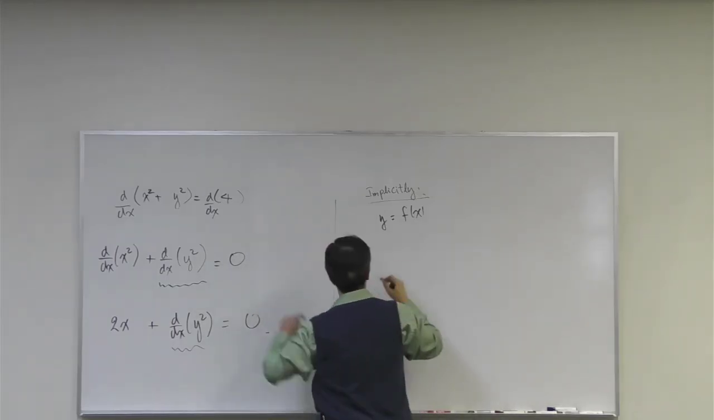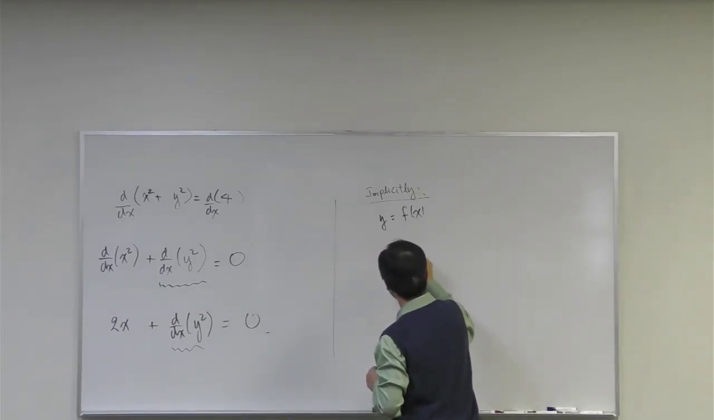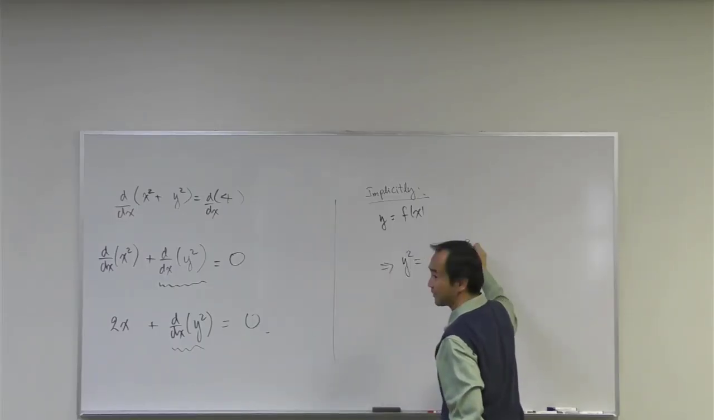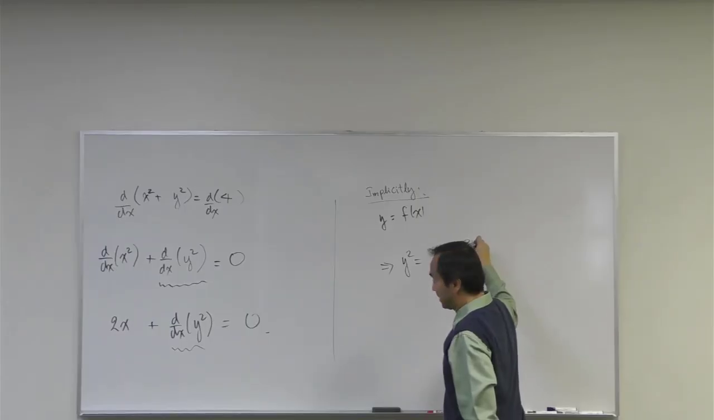In our equation we got y squared, right? Y squared has to be what? f of x all squared. You guys follow it? Okay? And so that means what?